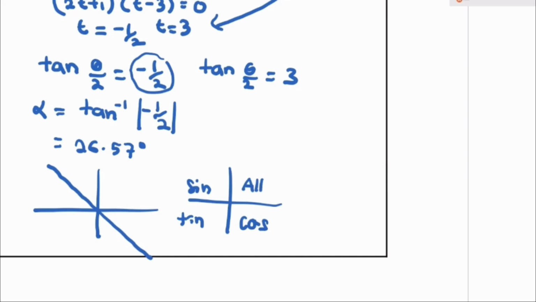Is that so? You have to memorise it. Okay, memorise it however you like. So we know here tangent theta is negative. So you write down here 26.57. This one also 26.57.